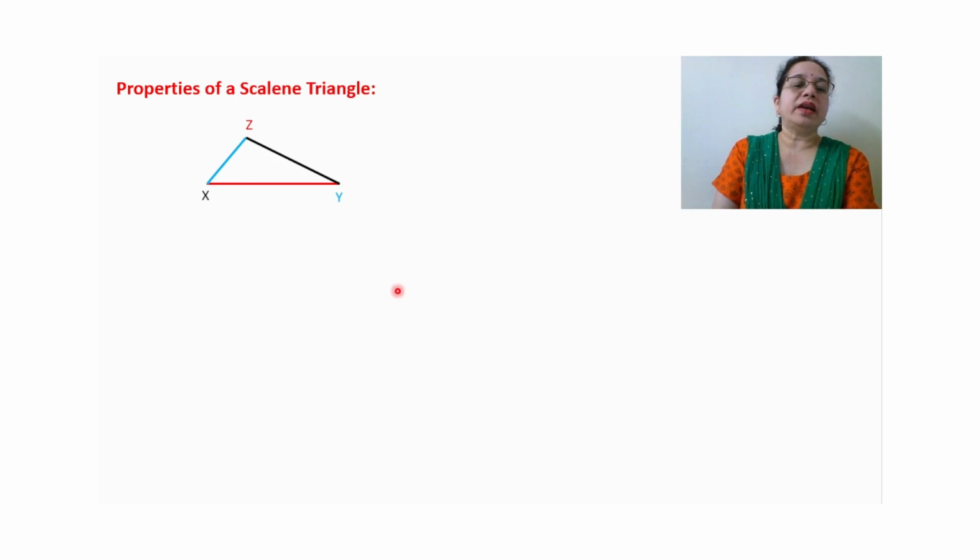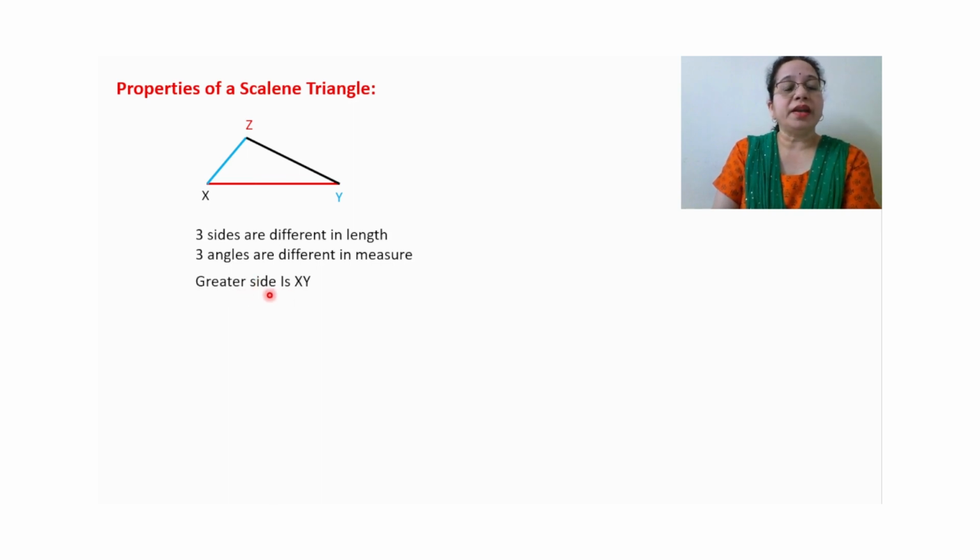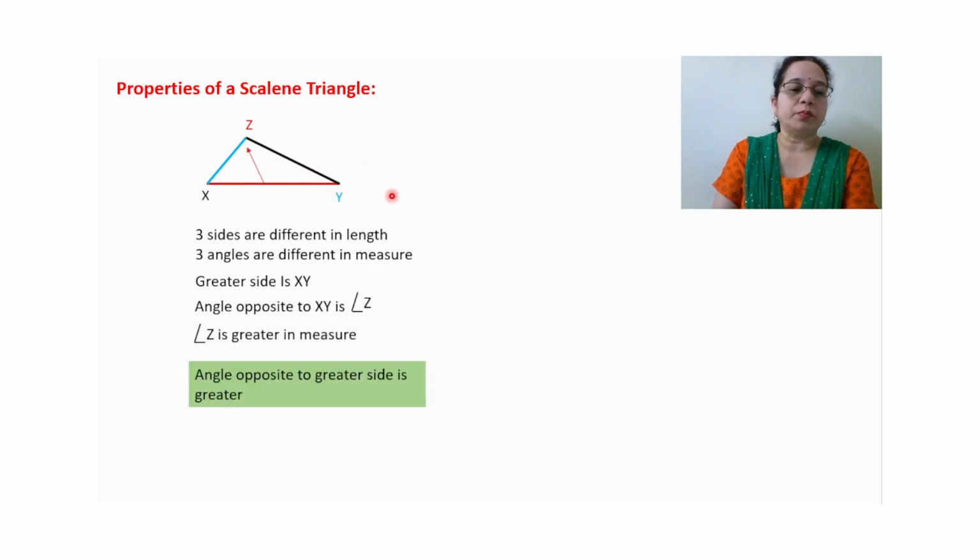Properties of a scalene triangle. Here you can see that all the three sides are different in length, so the three angles will also be different in measure. The greatest side is XY. Opposite to the greatest side XY, which angle is there? Angle Z. So if the side is greater, then the opposite angle will also be greater in measure. So the angle opposite to the greater side is greater.